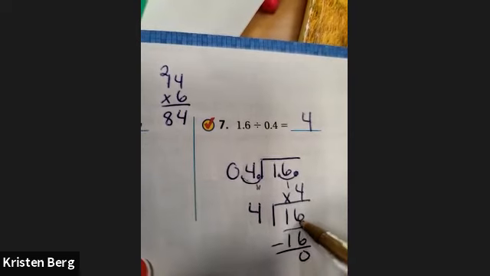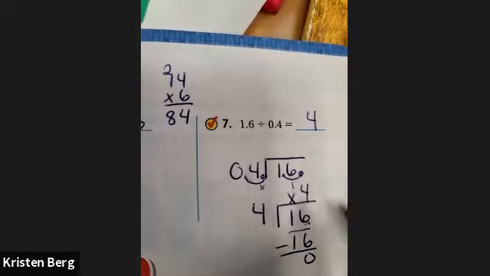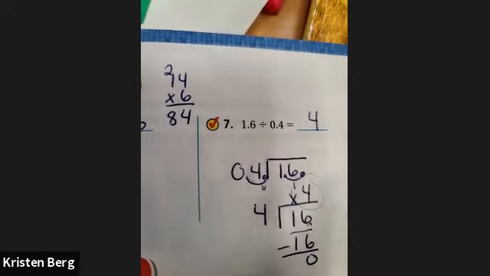So how many 4s can go into 16? It would be 4. So 4 times 4 is 16. So my answer is 4.